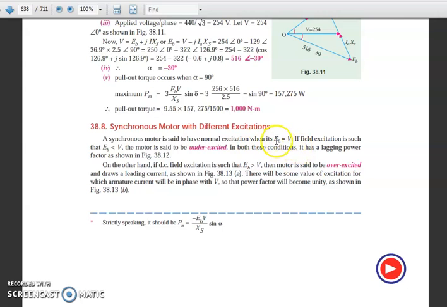That means if the back EMF is equal to supply voltage V, then we call it a normal excitation. If field excitation is such that EB is less than V, the motor is said to be under excited.